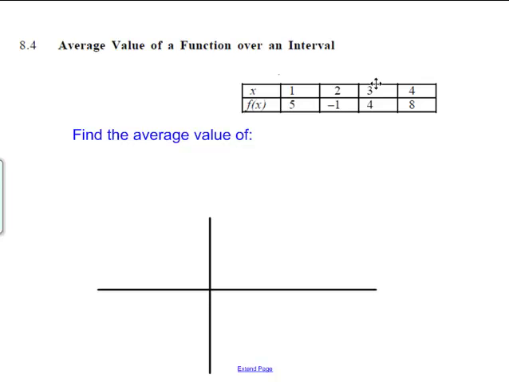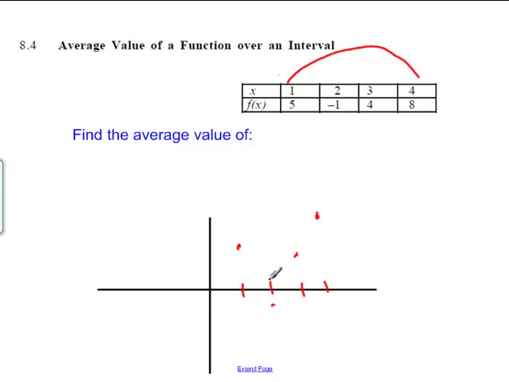Let's think about this function, and we want to find the average value of this function on the interval between 1 and 4. So just to give us a picture of this, when x is 1, y is 5, at 2 it's -1, at 3 it's 4, and at 4 it's 8. We don't actually know what our function looks like, so we're going to have to approximate the average value. The way we're going to do that is the idea of a Riemann sum.